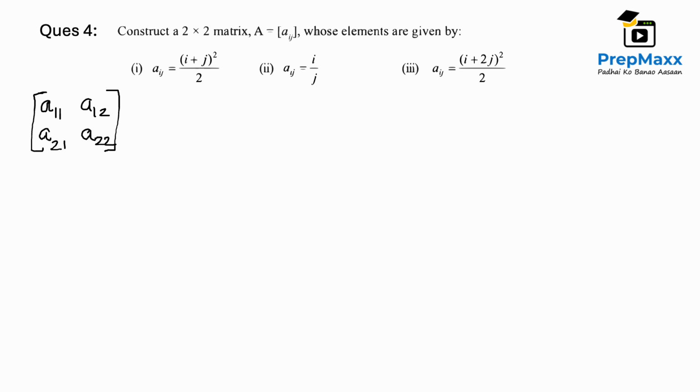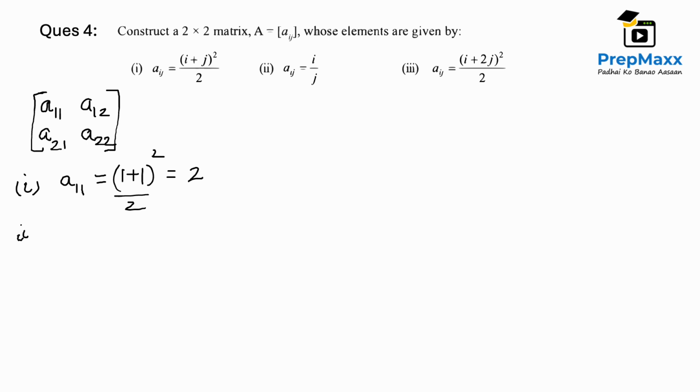So let's find out all the elements in all the three types of matrices. So if I solve part A, here a11 is going to be what? (1 plus 1) whole square over 2, which is going to give us 4 over 2 or just 2, right?